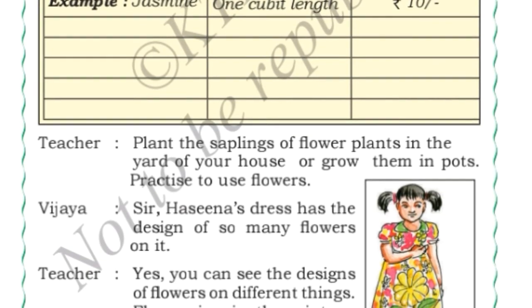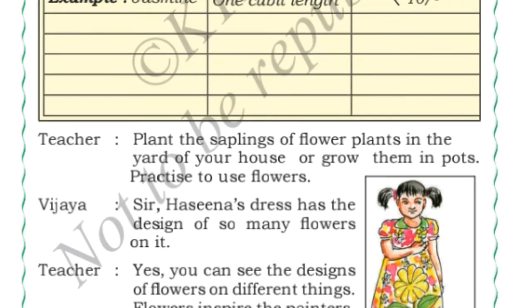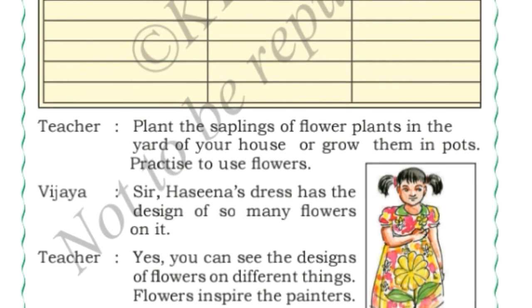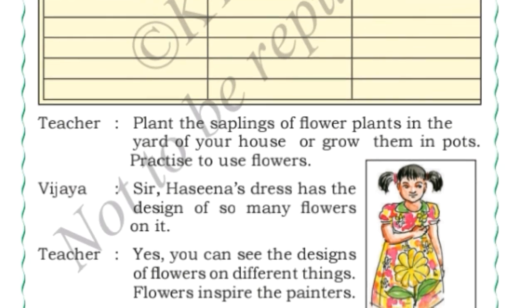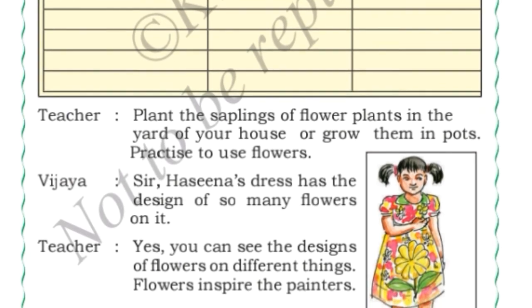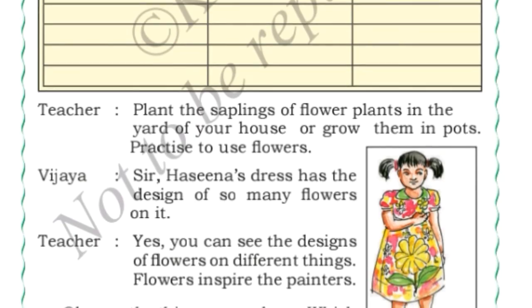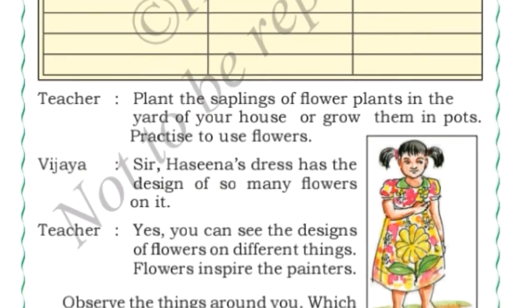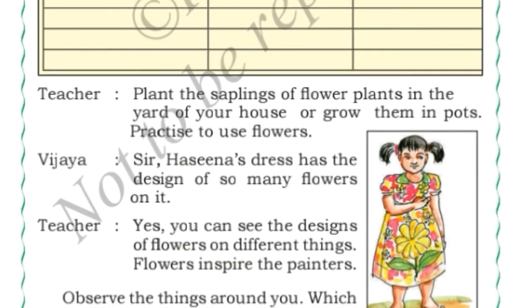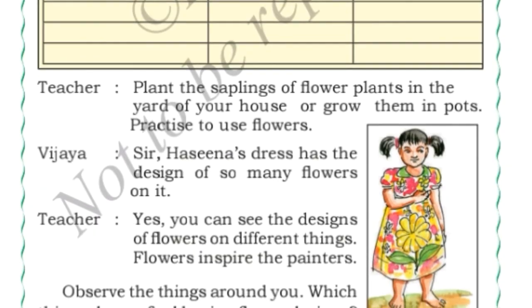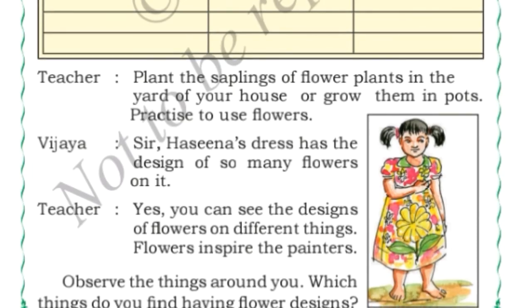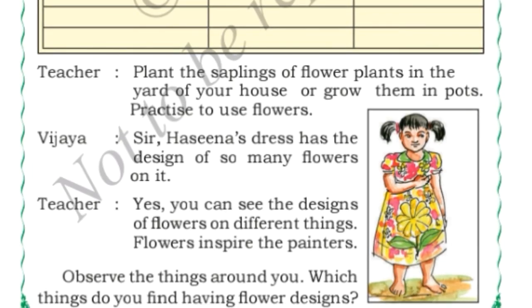Okay, now the teacher asks the students to plant a sapling of a flower in the yard of their house and grow them in pots. Okay, so practice to use flowers. Vijaya says, sir, Hasina's dress has a design of so many flowers on it. You can see Hasina's dress is full of flower design, right? So the teacher says, yes, you can see the design of flowers on different things.